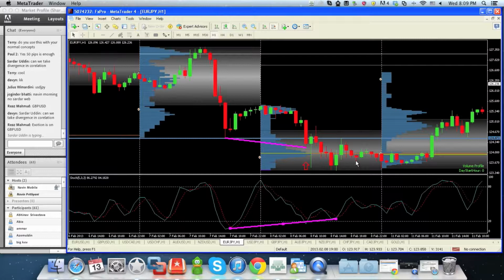One more thing I want to tell you guys is this is the time for you to not increase your lot size.